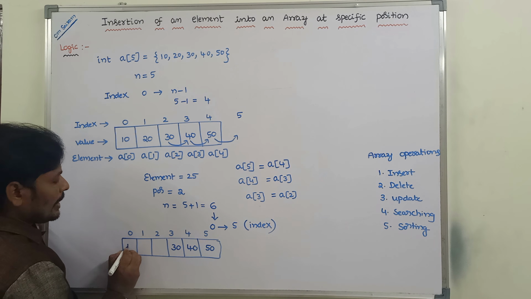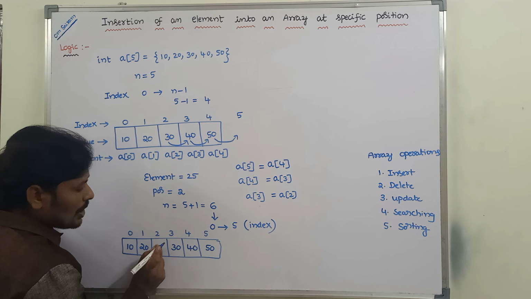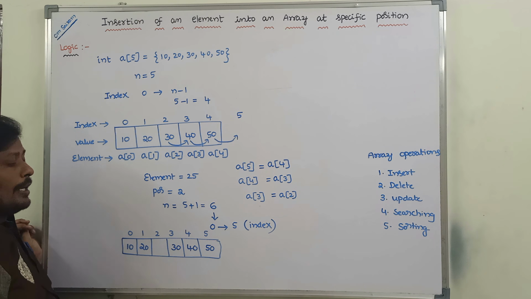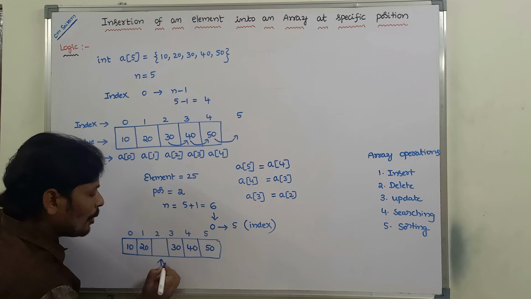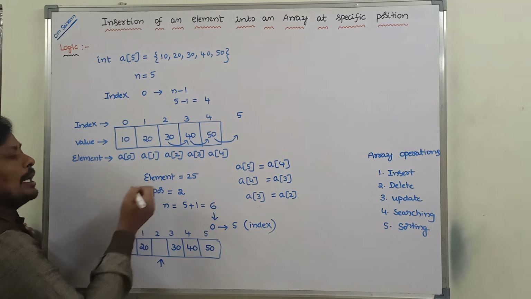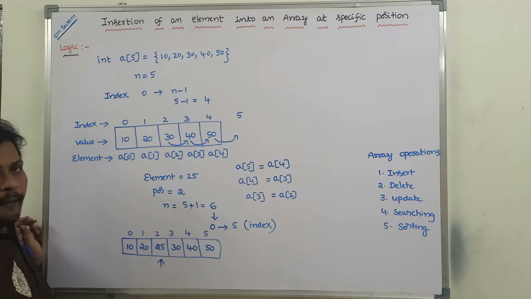Okay, A of 0 contains 10. A of 1 contains 20. Now this position is vacant. Okay, this position is vacant. Now in this position we are inserting the new element 25. We are inserting new element 25.